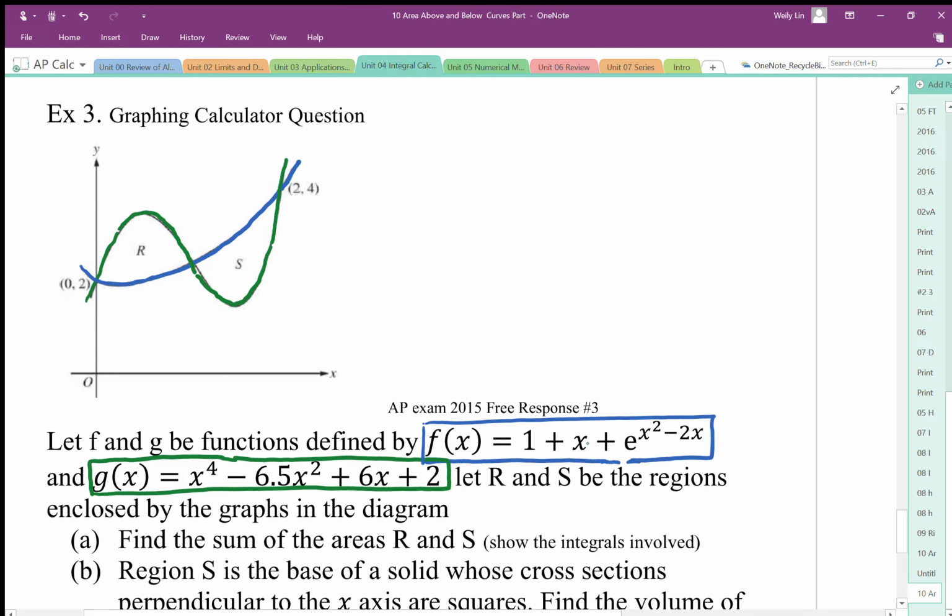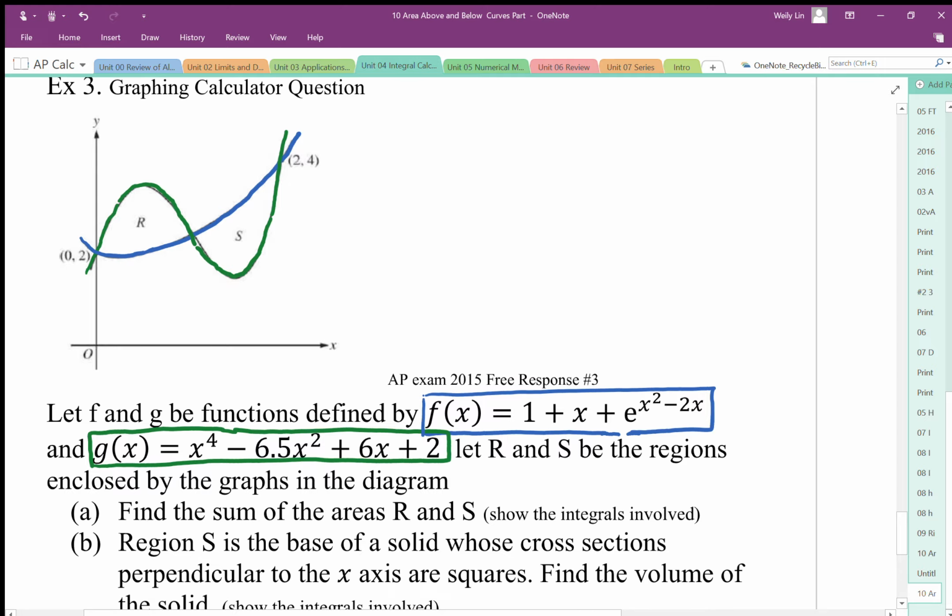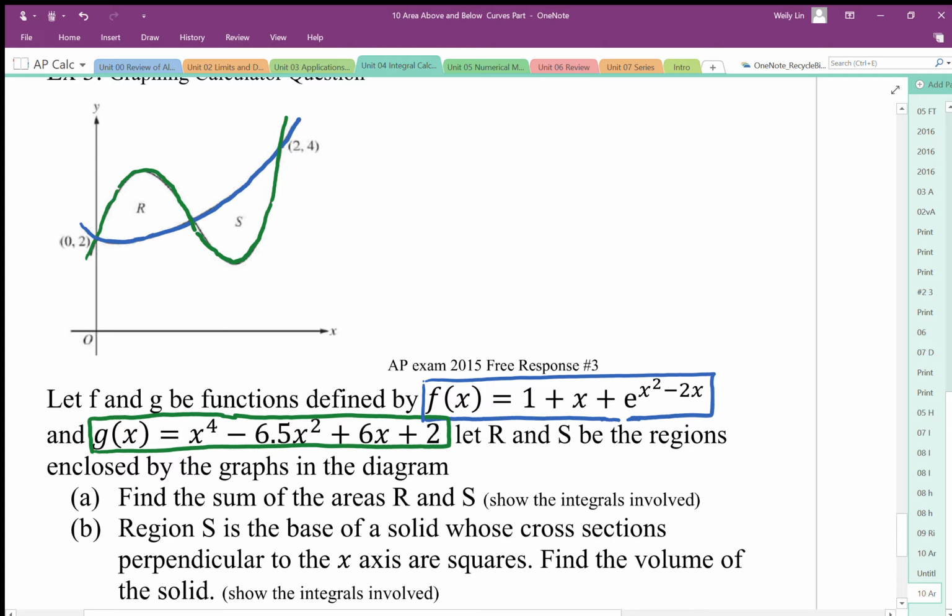So it's (1 + x)e^(x² − 2x), which is this blue function. And the g function is a polynomial function here. So note that this cannot be solved algebraically for zeros. So what the question is asking for is, we have these areas R and S that are bounded by these functions, and these regions are going to be where R is where the green is above the blue, and S is where the blue is above the green.